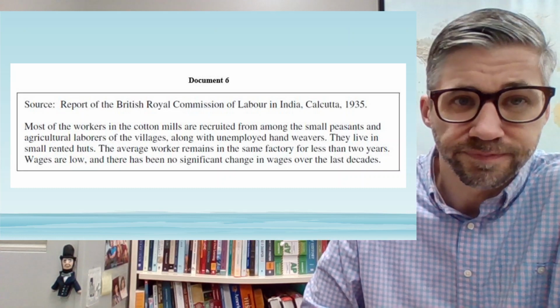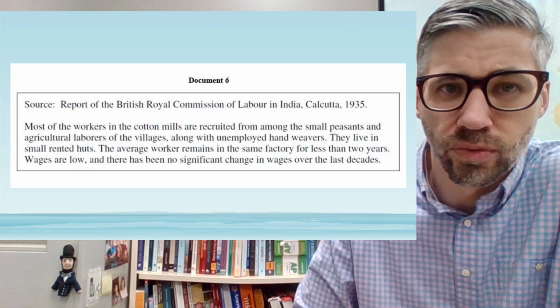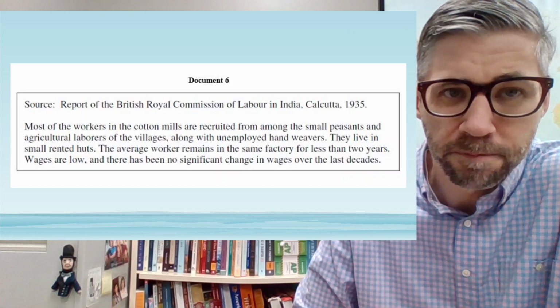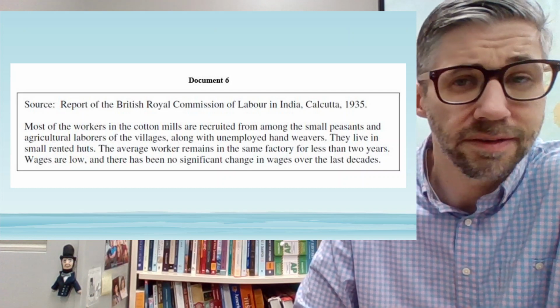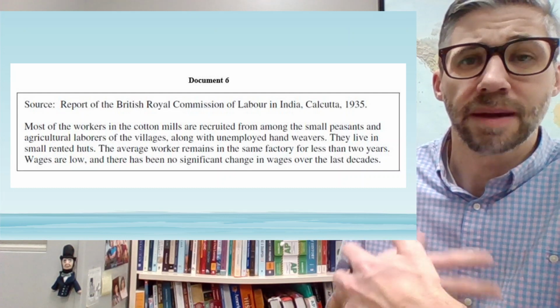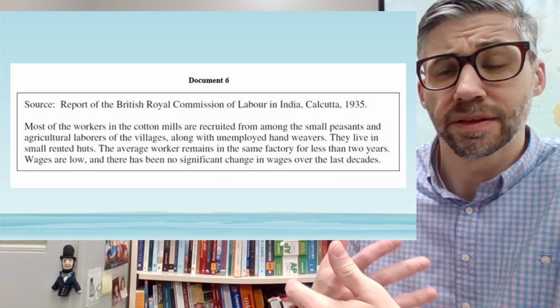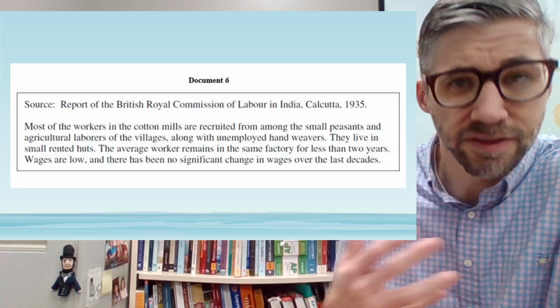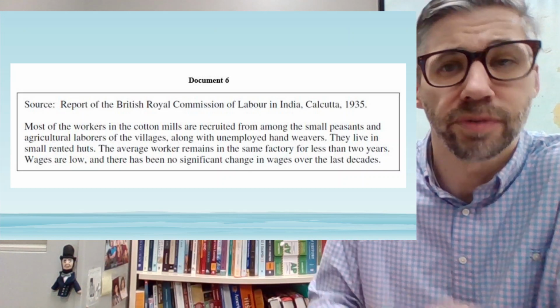Document 6, Report of the British Royal Commission of Labor in India, Calcutta, 1935. So this is a British report. Now we may or may not know that this is the time of the British Raj. India is a British colonial possession. If you're wondering why the British are here, India is a British possession, the crown jewel of the British Empire.